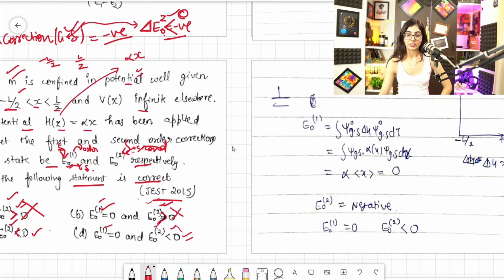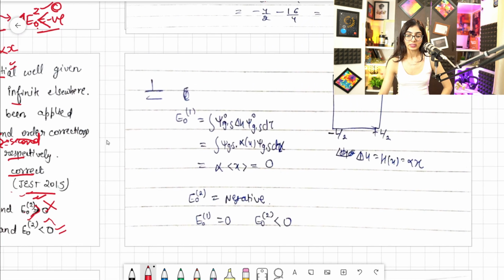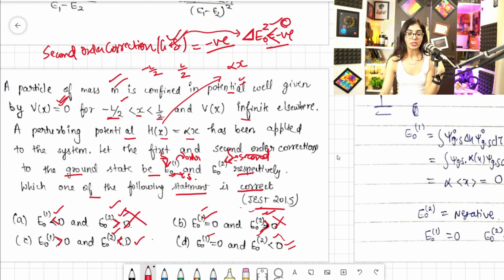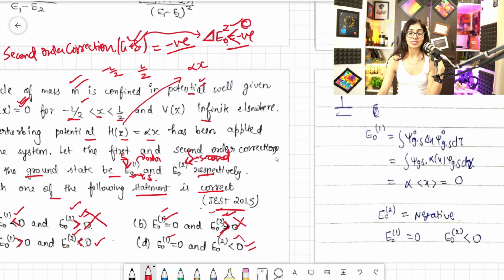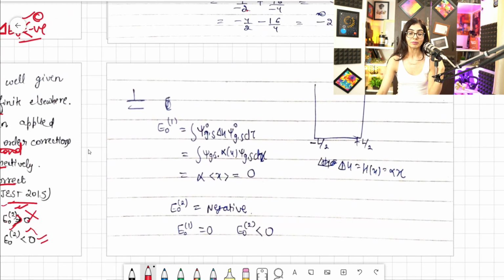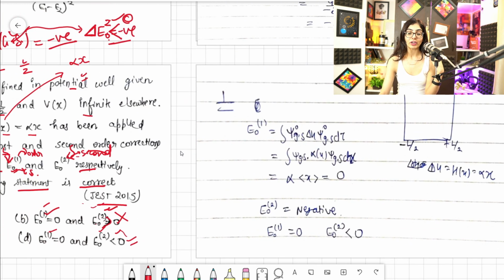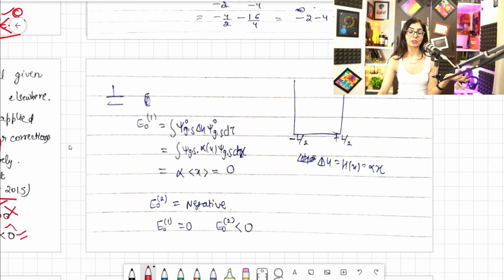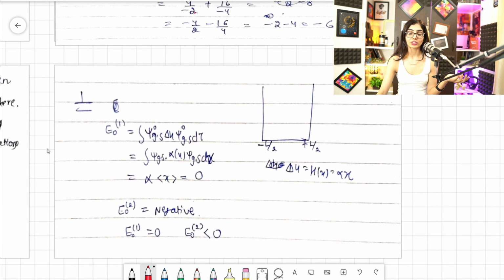So I'm just telling you the solution over here. Clear? So now we need to find over here. Already the perturbation has been given, that is alpha x. Clear? So you know that now we are sure about the second order perturbation, that would be negative, that would be less than 0. We don't know about the first order perturbation.